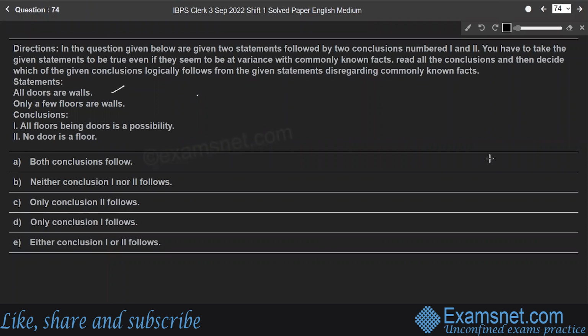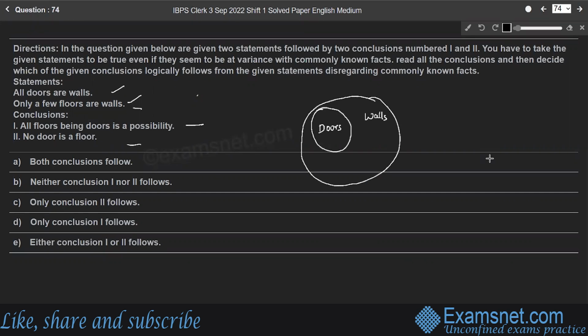So there are two statements given followed by two conclusions. We have to decide which of the given conclusions logically follows from the given statements. So the statements are: all doors are walls. That means there is a set of doors which is included in the set of walls, right? So this represents all doors are walls.